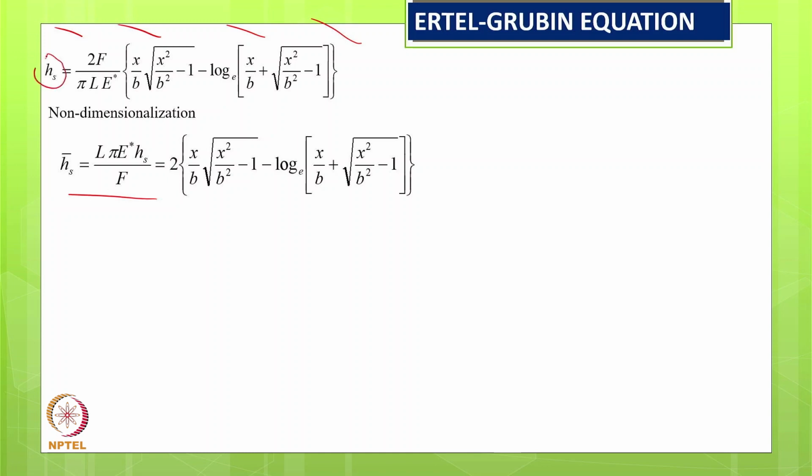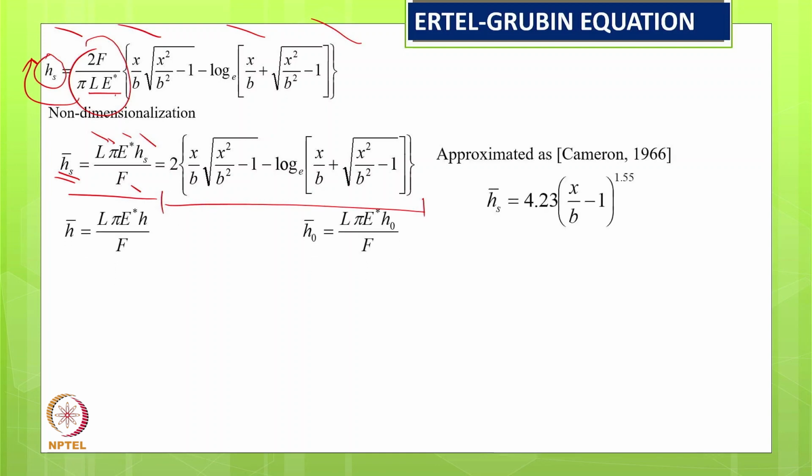Now you can see here the non-dimensionalization. What we have done is this whole expression has been brought to this side, and that's why we are saying hs bar is equal to length by effective Young's modulus, hs divided by f, and this is a complete expression over here. This is a non-dimensional expression, and then Cameron has simplified this also. You can use our thing, hs bar is equal to 4.2. In this case x will be more than b, because this expression has to be positive. That means whatever this film thickness is, it is for outside the Hertzian contact.